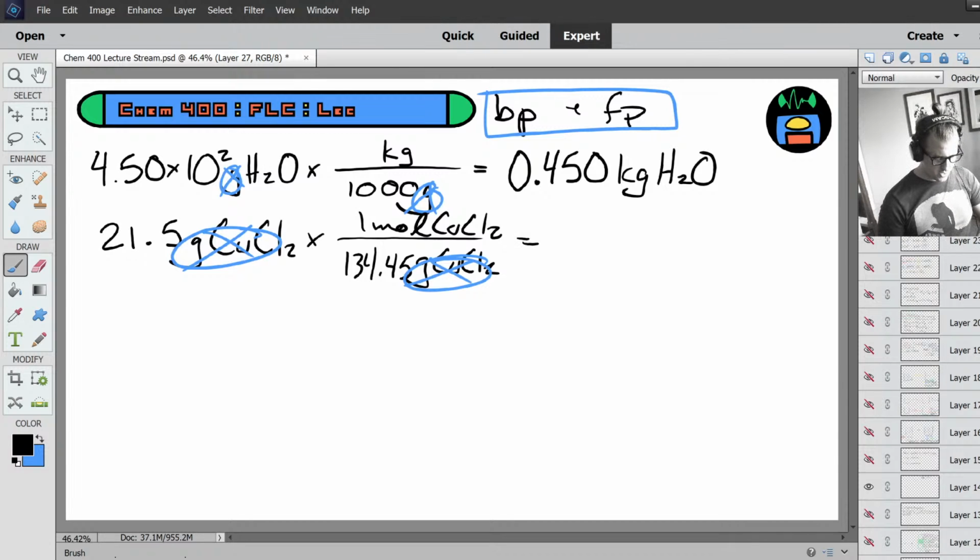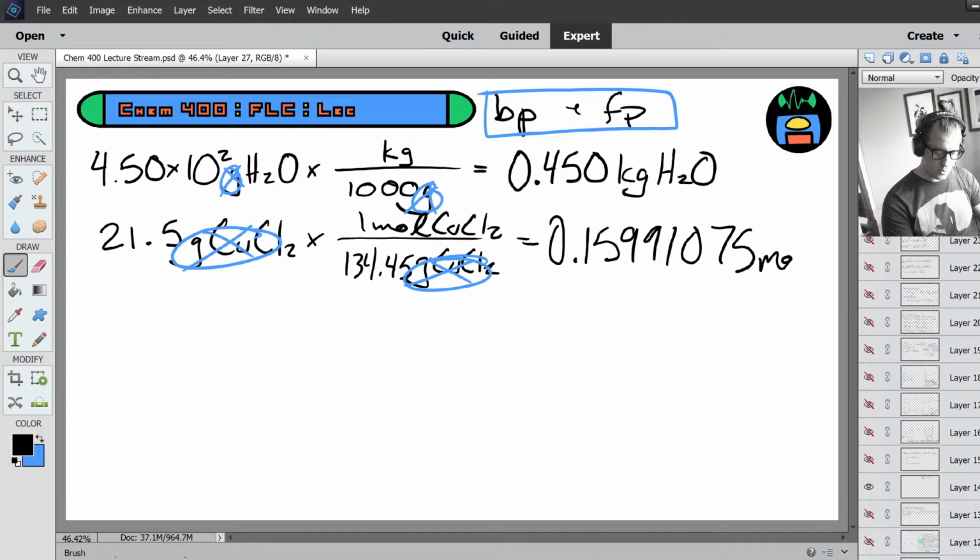And we've got 21.5 divided by 134.45. And that comes out to be 0.1599175 moles of copper 2 chloride. When you look at our sig figs, we're limited by our initial mass only has 3, so we can only keep 3. I'm going to wait to round to the very end of the problem.